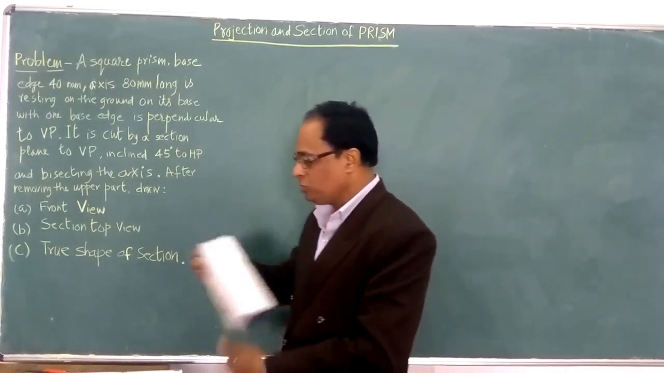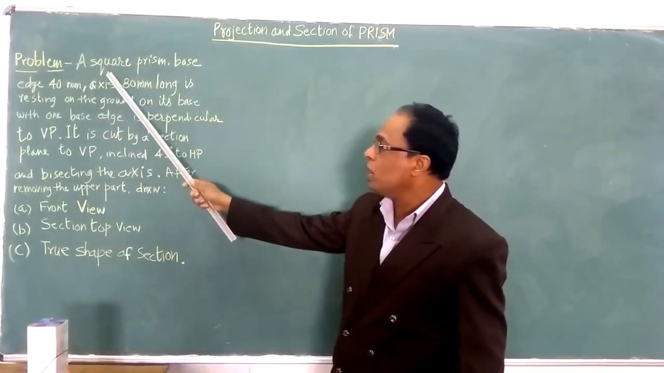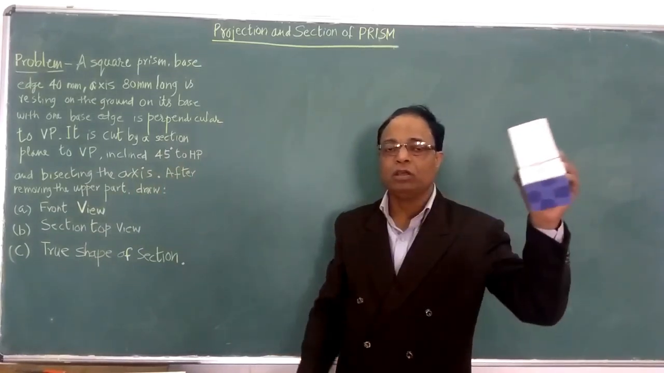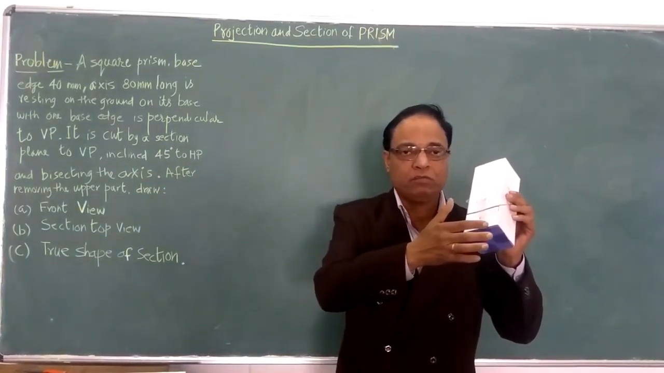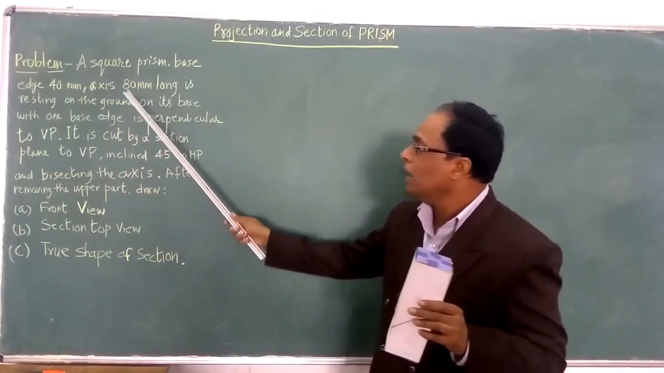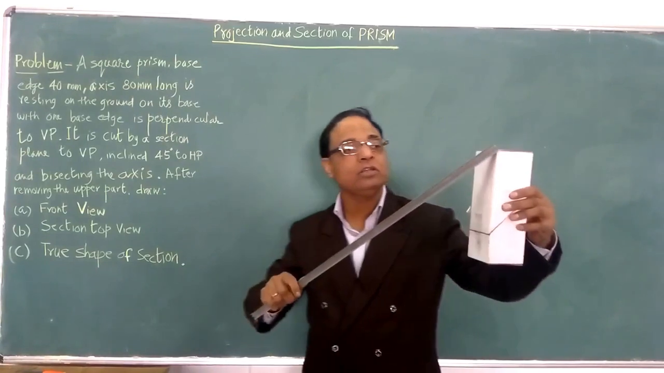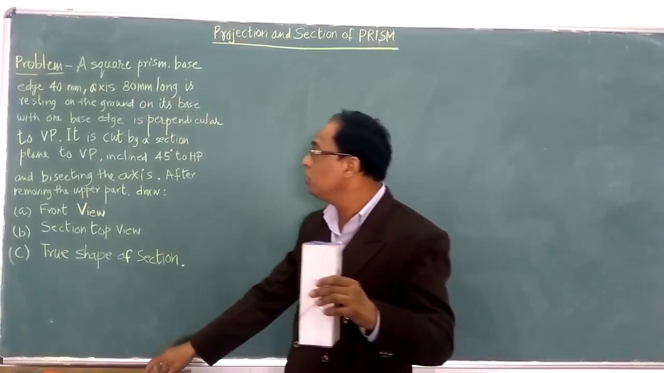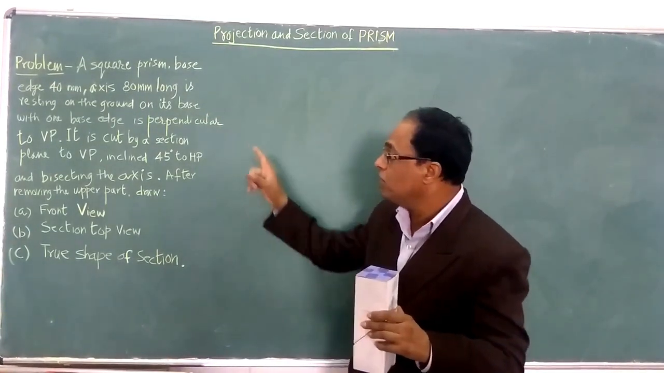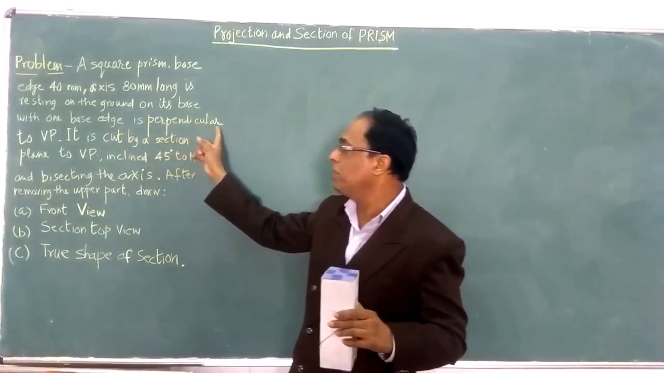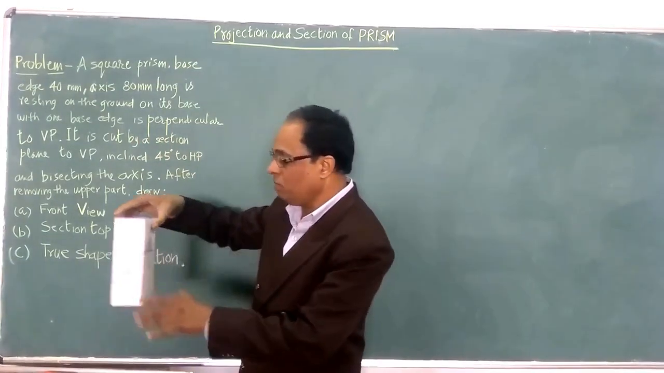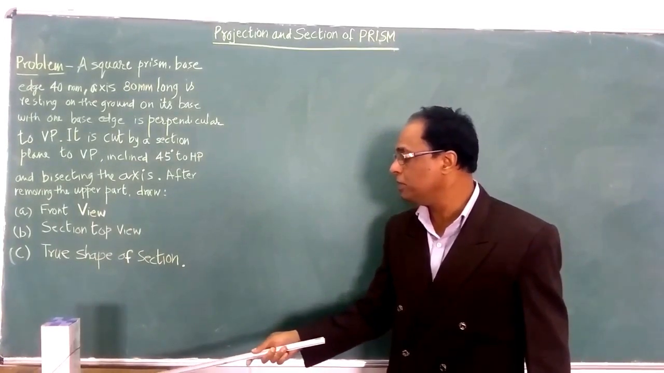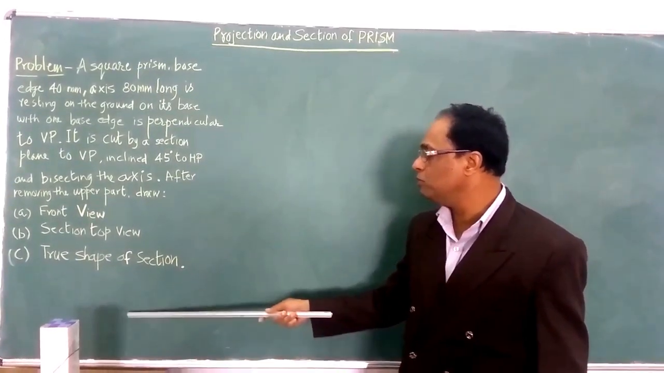Now, today's problem is that a square prism has base edge 40 mm. Given in the question, square prism base edge is 40 mm. Axis 80 mm long. It means height, axis 80 mm long. Resting on the ground on its base with one base edge perpendicular to VP. This is kept on the HP like this. This side, the base edge, is perpendicular to VP.